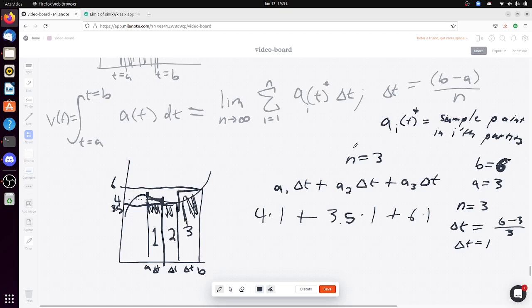Anyway, just imagine instead of having n equals 3, we had 1,000. So delta t would get a lot smaller. It wouldn't be 1 anymore. It'd be like 0.001. And the sample points would be much closer to the actual value of the function at that point in time. So that's what this is trying to represent.